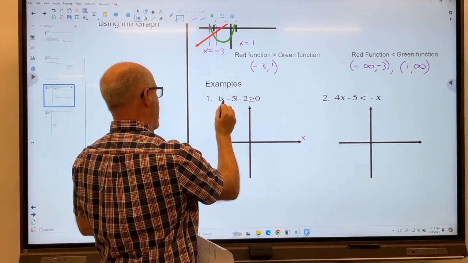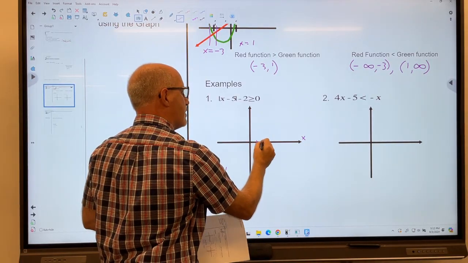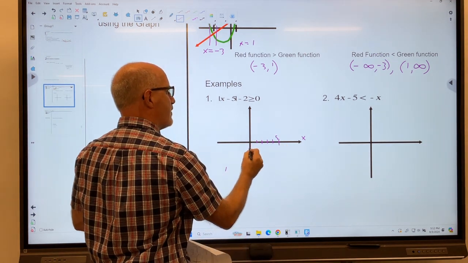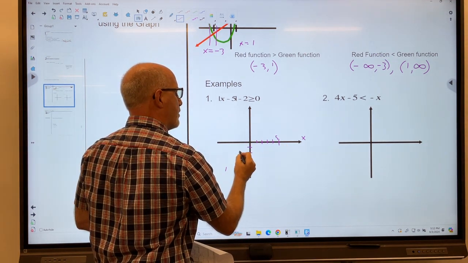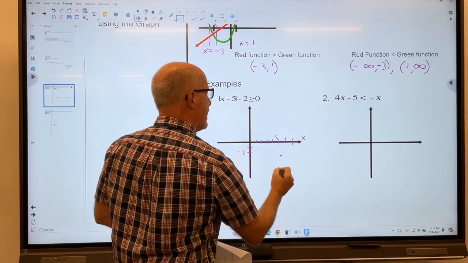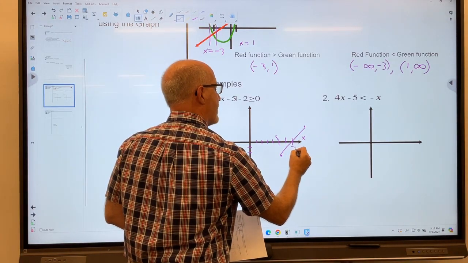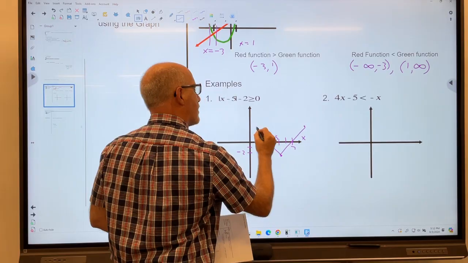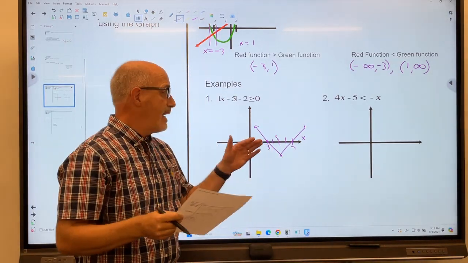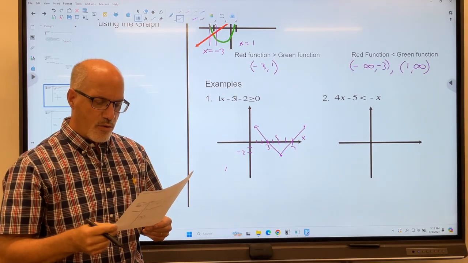Now this tells us that we're going to shift the absolute value over 5 units. So 1, 2, 3, 4, 5. And then we're going to shift it down 2 units, so down to -2. So this is the vertex of our V. And then if you were to graph it, it would go through here at 7, and then also through here at 3.